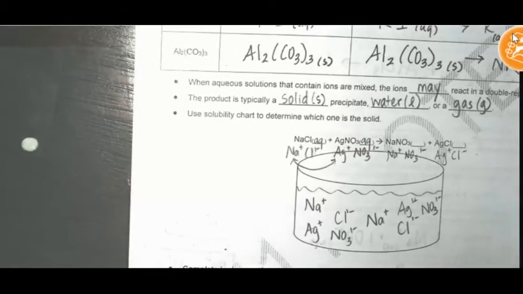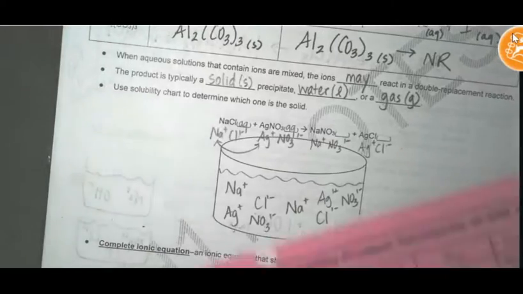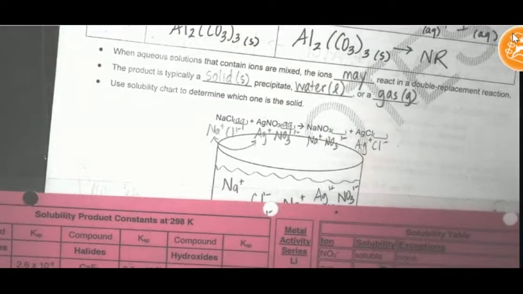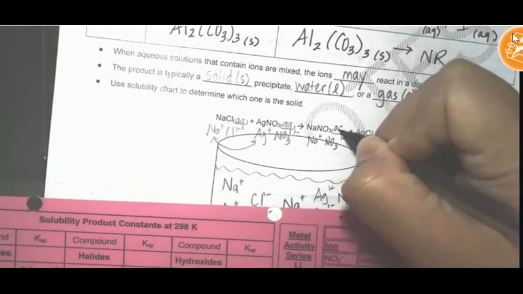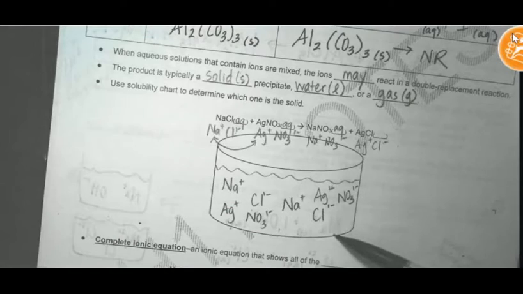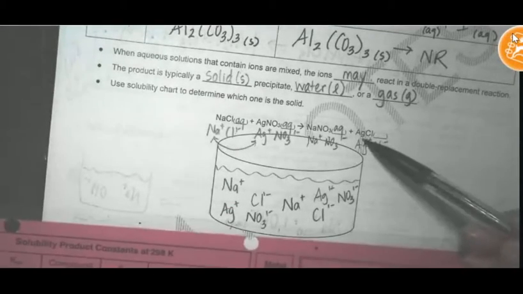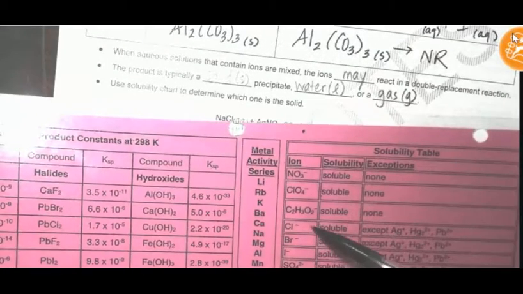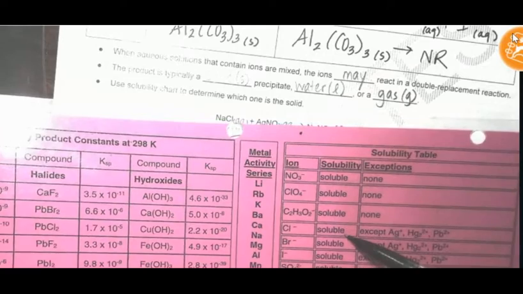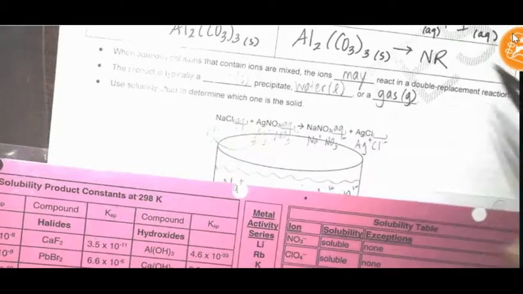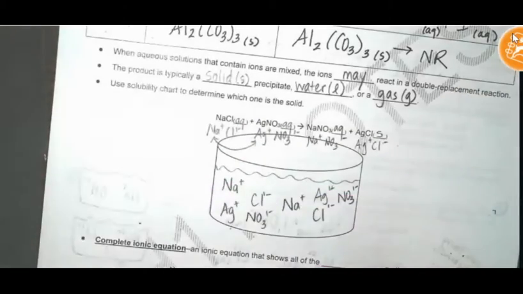So I look at my solubility table, and I look at the nitrate. Here's my nitrate. It's soluble, so that is aqueous. So Na plus and NO3 minus are just hanging out in the actual beaker, whatever container I have. Now let's look at AgCl. Here's a Cl minus, soluble. So remember, soluble means it's most likely going to be aqueous, except Ag 1 plus. Well, we have Ag 1 plus. So that is my solid, all right?